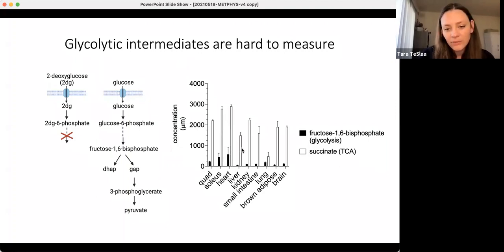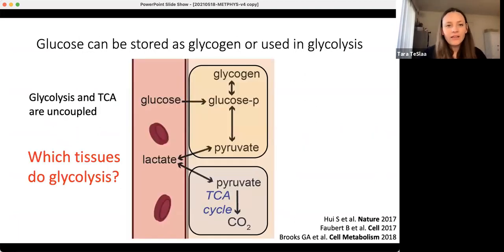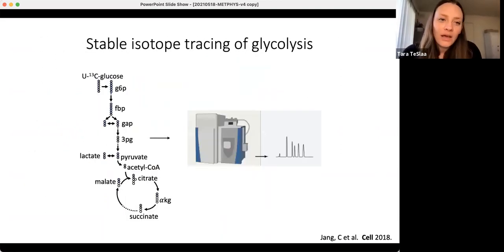And here I'm showing it in comparison to succinate, a TCA cycle intermediate, which is 10-fold higher in concentration. And I think this has led to a lot of analytical challenges and a lack of reporting of glycolytic intermediates in the literature. So I think this is a novel question to ask: which tissues do glycolysis? And in order to study this, I am using stable isotope tracing.